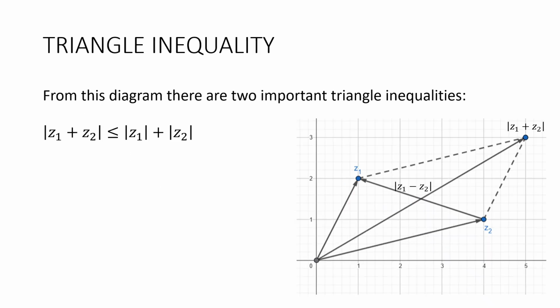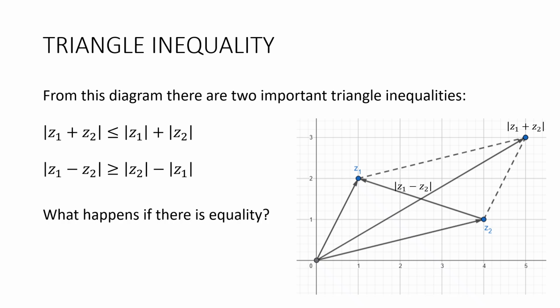And this leads us to two really important triangle inequalities. The first one states that the modulus of z1 + z2 is always less than or equal to the modulus of z1 plus the modulus of z2. The second one states that the modulus of z1 - z2 is always greater than or equal to the modulus of z2 take away the modulus of z1. Now I encourage you to substitute some numbers in and convince yourself that they're both true. You might even want to look at the proof. And then ask yourself this question: what happens if there is equality in these situations rather than an inequality?